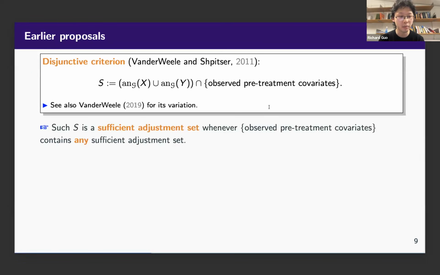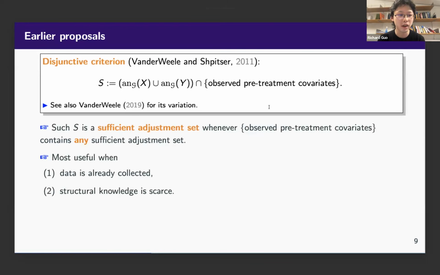Shpitser proved a quite remarkable property, which is that the set S would be a sufficient adjustment set whenever the set of observed pre-treatment covariates contains any subset that is a sufficient adjustment set. As you can imagine, this can be quite useful, especially when the data set has already been defined, the data has already been collected, and you only have very limited structural knowledge about the underlying graph. Namely, you only know whether or not every covariate is a cause of X or Y. In that case, using this criterion may be the best bet.